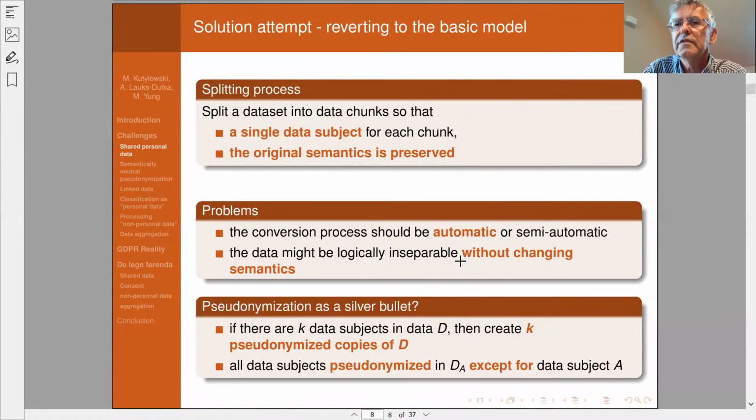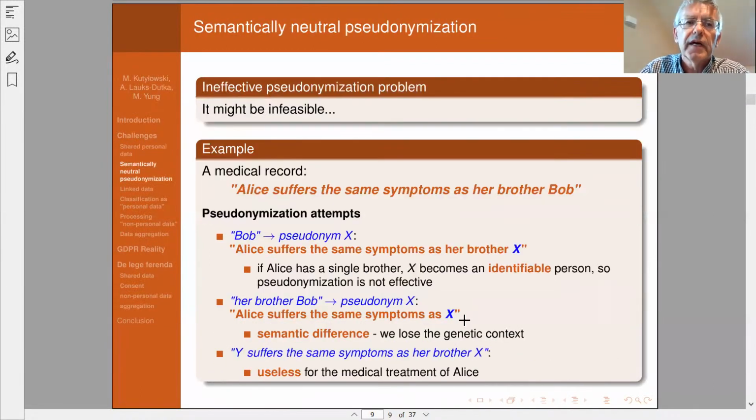Well, how to do it? So the first answer would be, well, let us take the silver bullet. Namely, we take pseudonymization, and then we create two parts, two data sets, DA and DB, which correspond to data subjects. Okay, so let us come to a promised example.